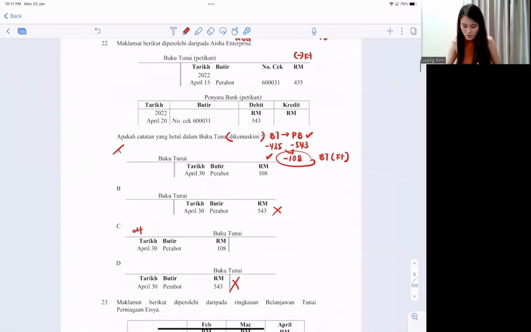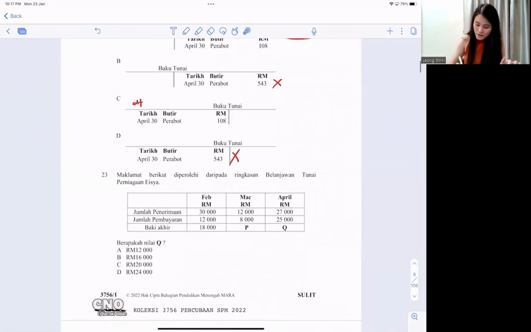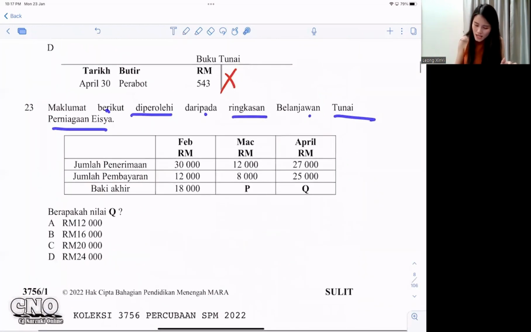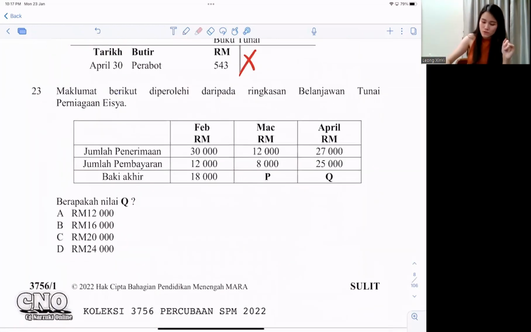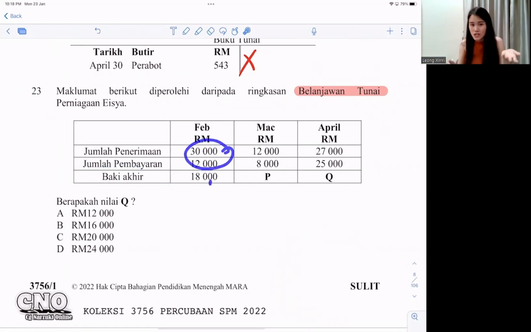Let's move on to question 23. Maklumat berikut diperolehi daripada ringkasan belanjawan tunai perniagaan Aisyah. So they gave us belanjawan tunai, guys. Baki AQ, how to calculate? Actually, the Baki AQ will be having these two minus each other. You know what they are very tricky on? They didn't put Baki awal for you.